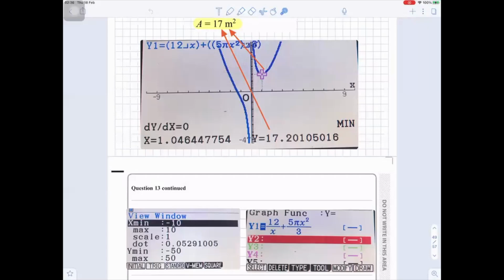And that's the setting you will use for the calculator. For the view window, x will go from minus 10 to 10, and y will go from minus 50 to 50. You enter the function, and you get the graph. And then you go to G-Solve, look for minimum, and that gives you 17.